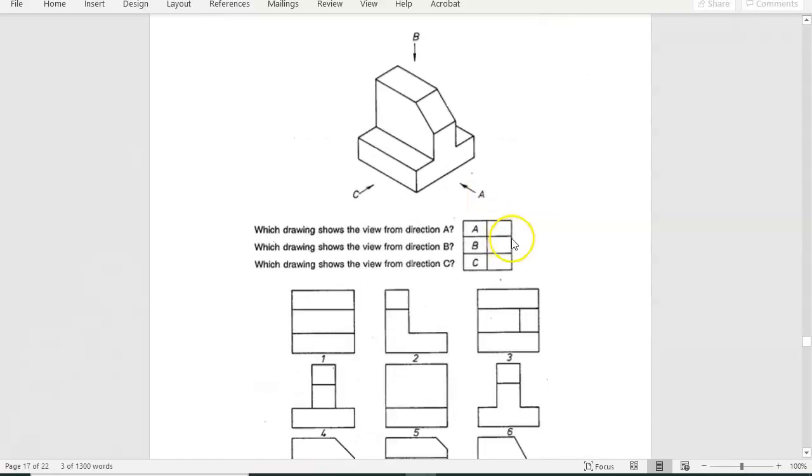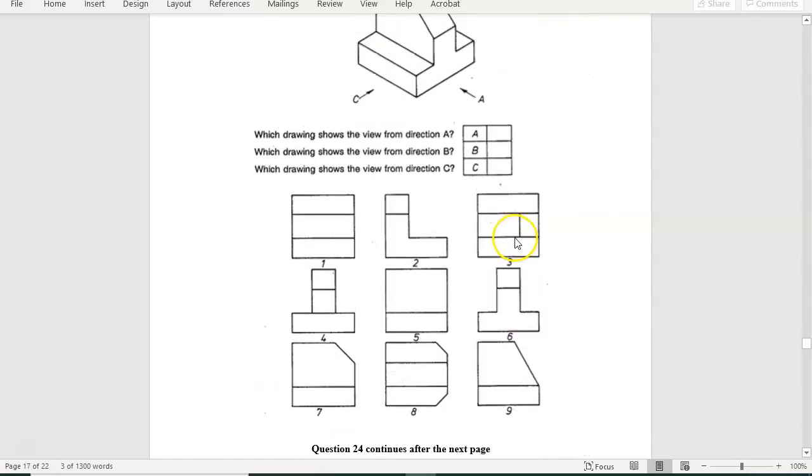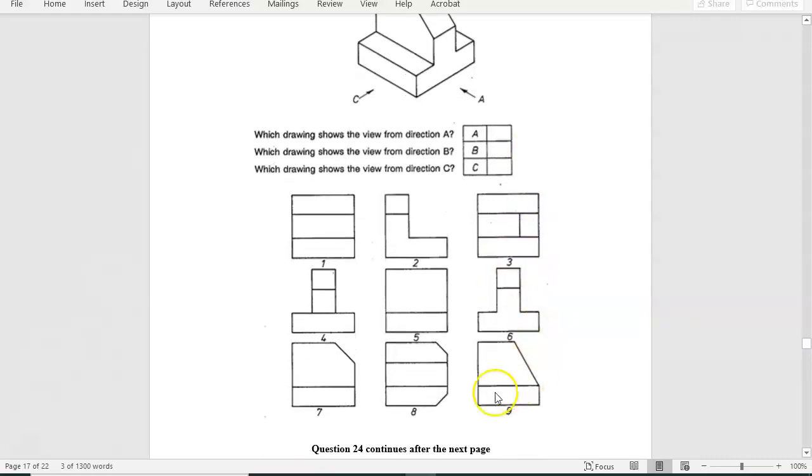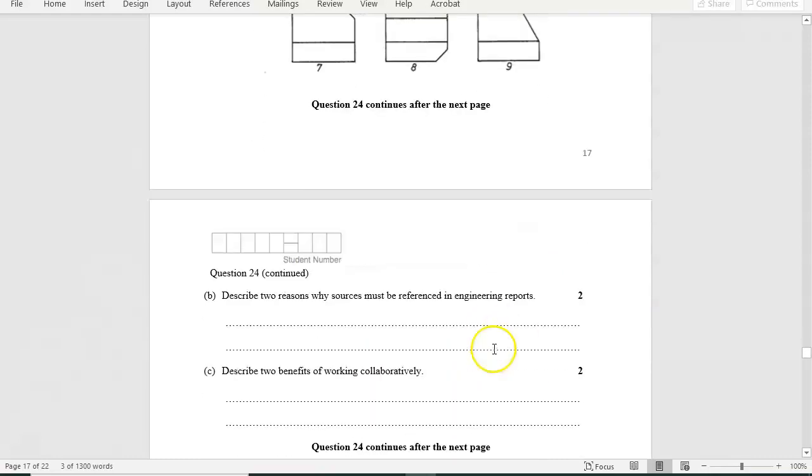Okay, for this drawing, most people got this right. This actually was answered really well. There were only some people who got one wrong. A is 6, then B is 3. It could have been rotated, but the answer is 3, and C is 7. Answered really well.